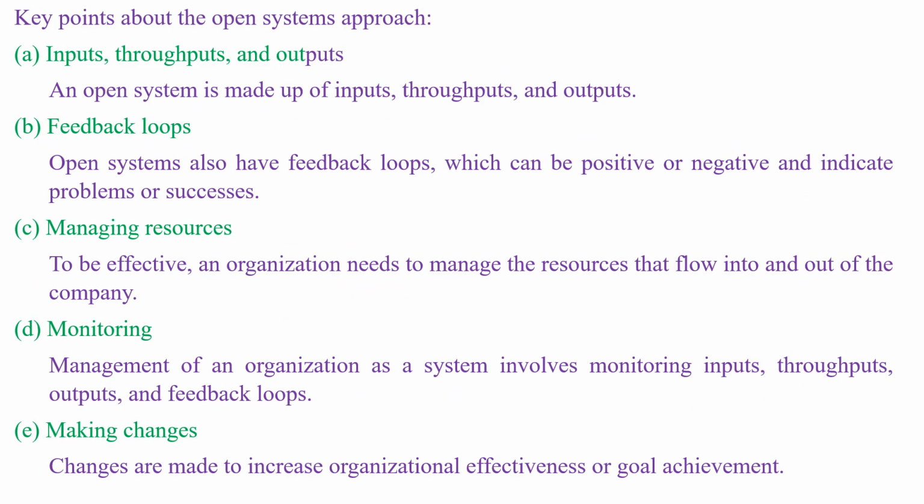Key points about the open systems approach. A. Inputs, throughputs, and outputs. An open system is made up of inputs, throughputs, and outputs. B. Feedback loops. Open systems also have feedback loops, which can be positive or negative and indicate problems or successes. C. Managing resources. To be effective, an organization needs to manage the resources that flow into and out of the company. D. Monitoring. Management of an organization as a system involves monitoring inputs, throughputs, outputs, and feedback loops. E. Making changes. Changes are made to increase organizational effectiveness or goal achievement.